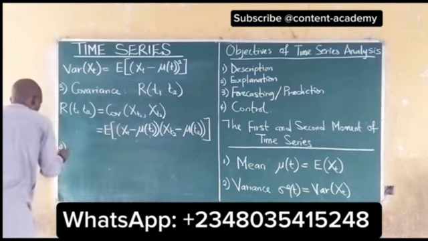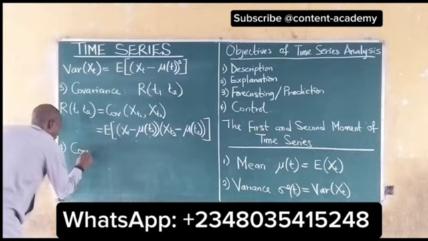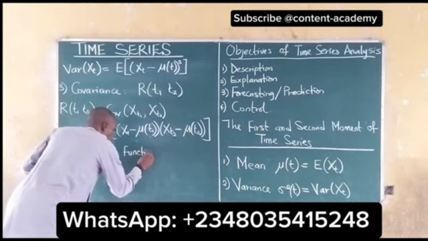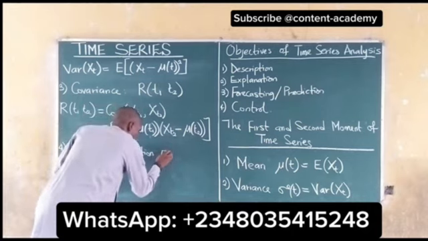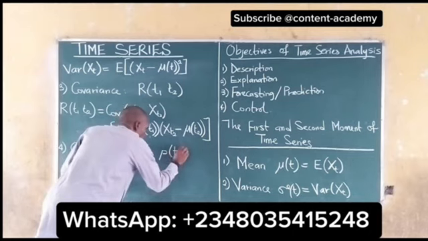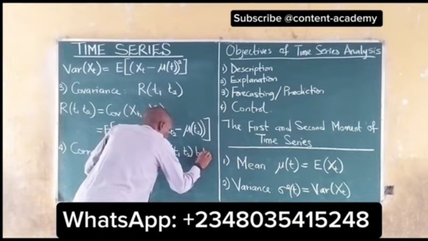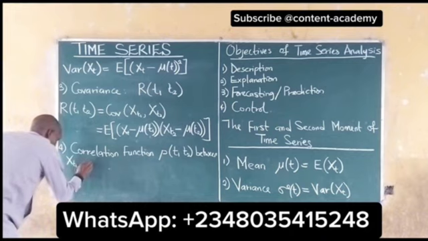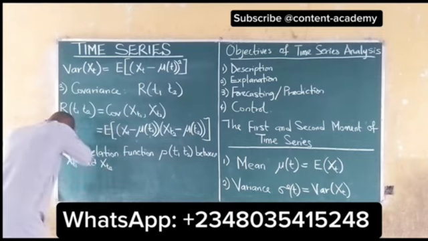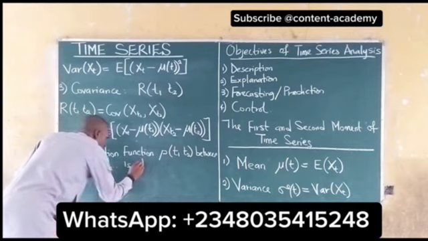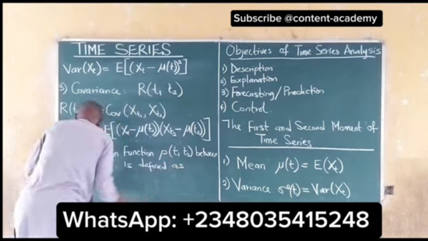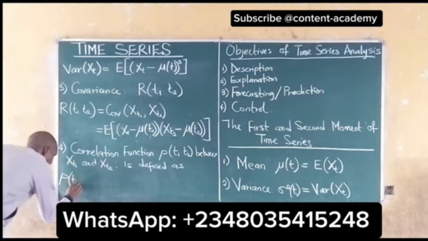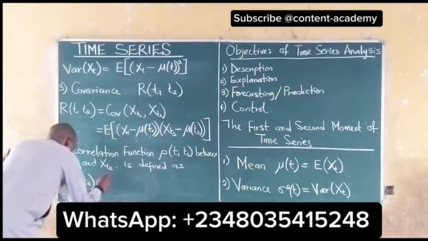Now, the fourth item we have is the correlation function. The correlation function can be denoted as rho of t1, t2 between xt1 and xt2, and is defined as rho of t1, t2 is equal to the covariance.